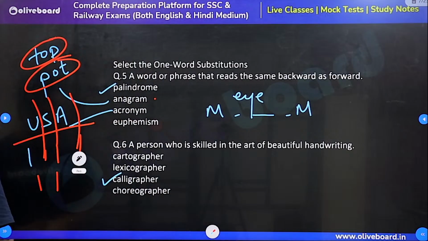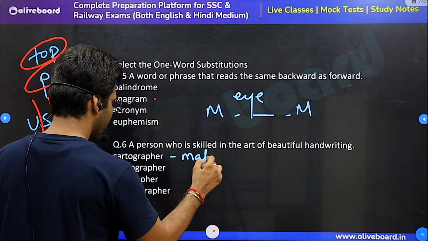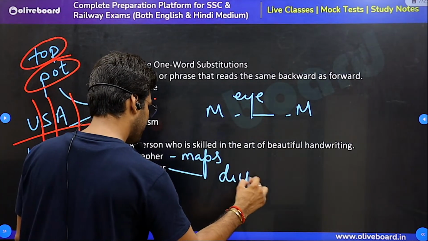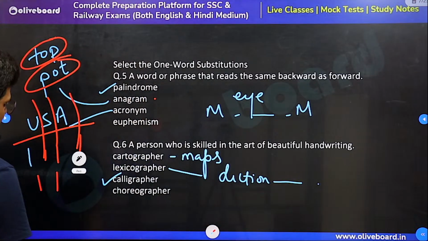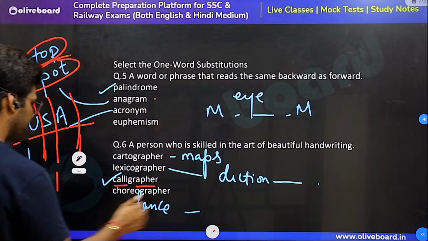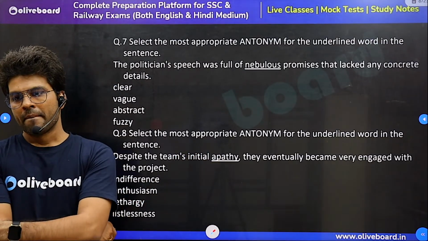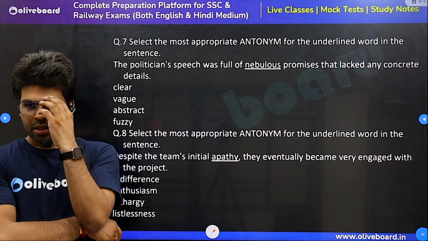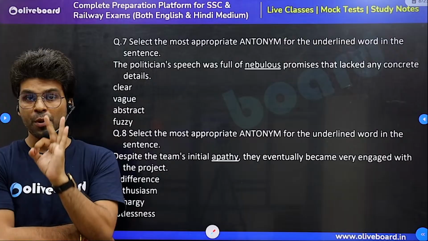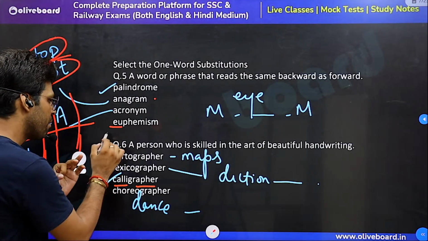Euphemism. The person who is skilled in the art of beautiful handwriting is a calligrapher. Cartographer, study of maps. Lexicographer, the one who compiles a dictionary. Choreographer, for dance forms and all. Anagram is rearranging the letters. And EU represents good, so good words in place of bad words.